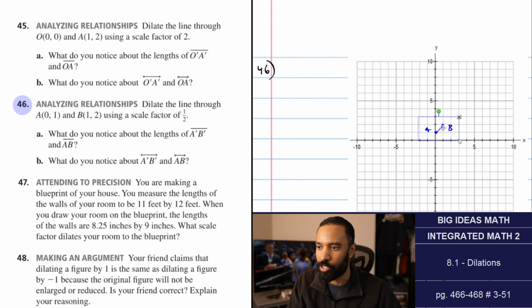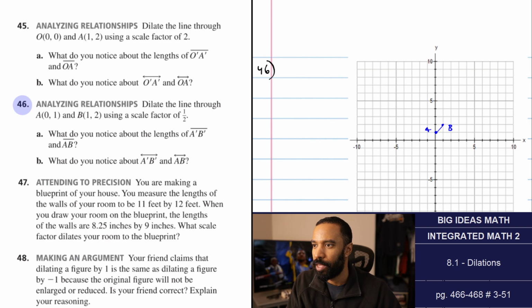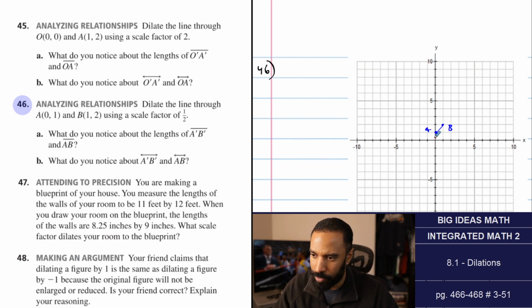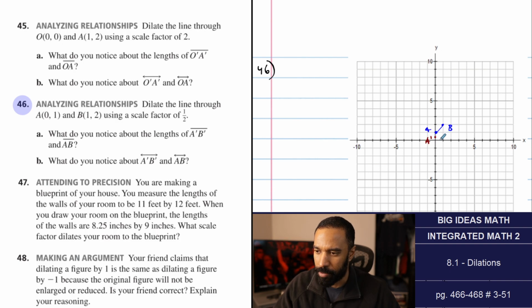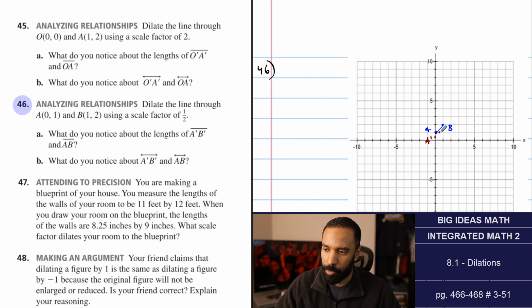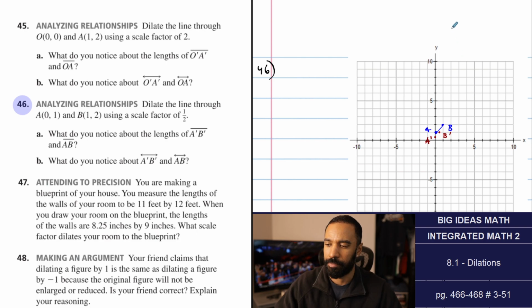But the scale factor of 1/2 means everything's going to be divided by 2. So A prime, instead of being at 0, 1, will be at 0, 1/2. And B prime, instead of being at 1, 2, will be at 1/2, comma 1. Did I say that right? 1, 2, yeah. What do you notice about the lengths of A and so on?